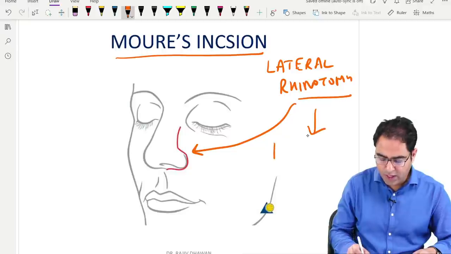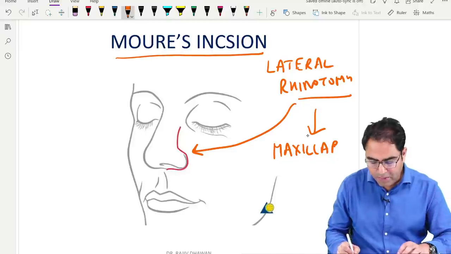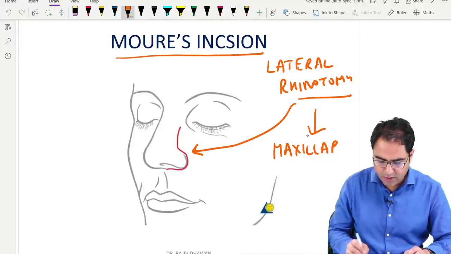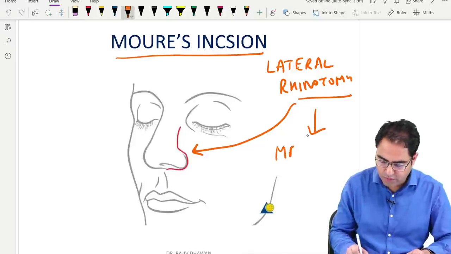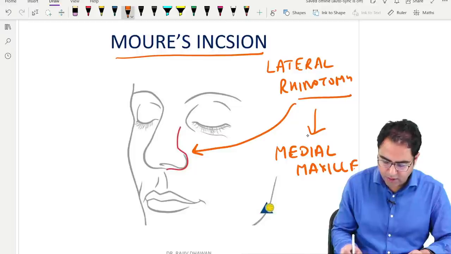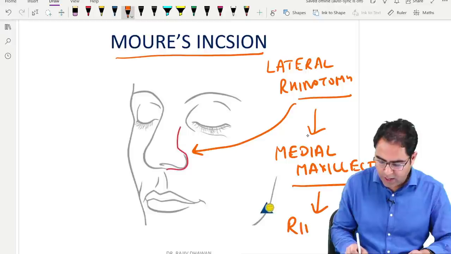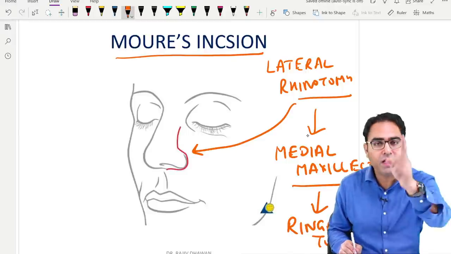Lateral rhinotomy is used to conduct medial maxillectomy. This approach, lateral rhinotomy, is used for which surgery? Medial maxillectomy. What is the indication of medial maxillectomy? Ringett's tumor. Ringett's tumor is also called inverted papilloma of nose.